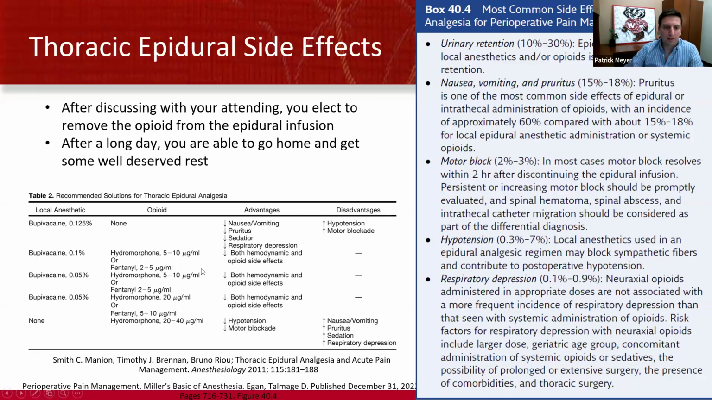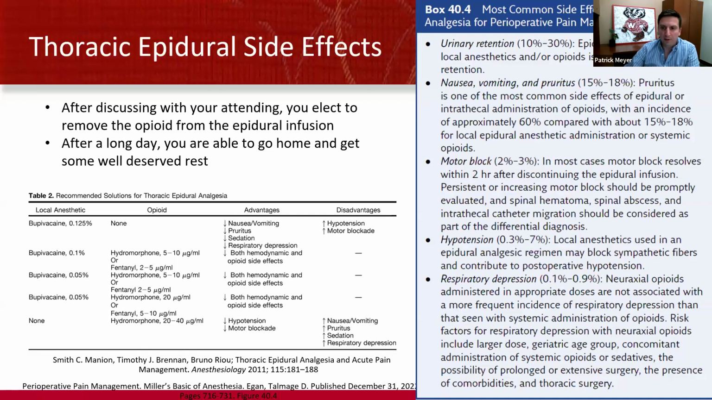The chart here on the left is from an article in Anesthesiology that shows essentially with just straight bupivacaine or local anesthetic, you have increased hypotension and motor block, but you decrease all the risks that come with the opioid administration. And as you go down the chart to no local anesthetic and just higher dose opioid, you decrease your risk of hypotension and motor block, but you increase your risk of nausea, vomiting, itching, sedation, respiratory depression. So using the combination, you try to find a balance that works well.